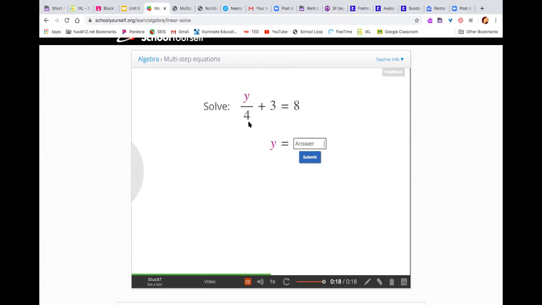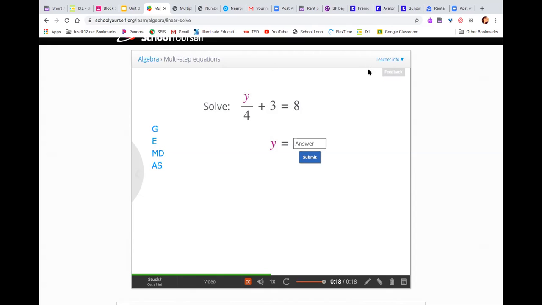All right, so y divided by 4 plus 3. I didn't mean to delete my term. Here's my PEMDAS, and I have to do it backwards. So I'm starting at the bottom and I'm going up. What do I want to do first? Minus 3 on both sides. Yes.